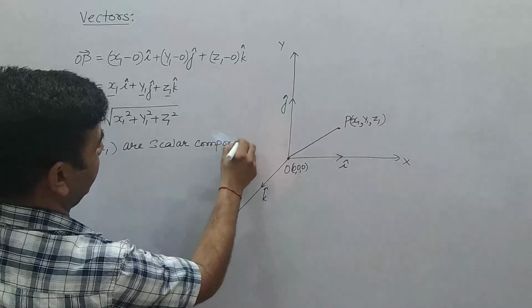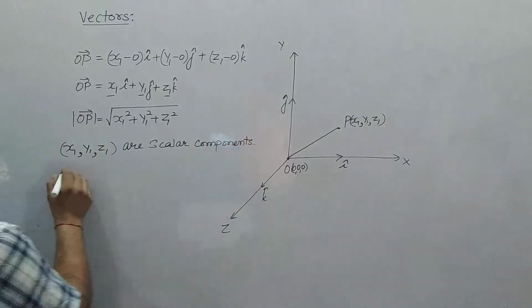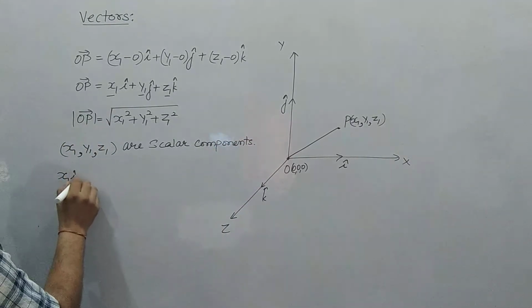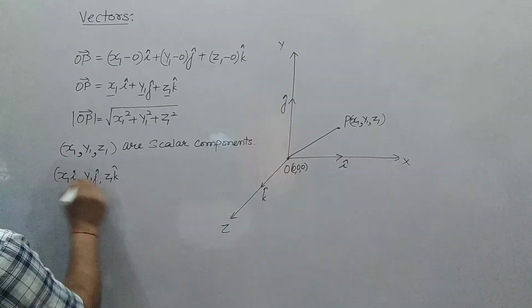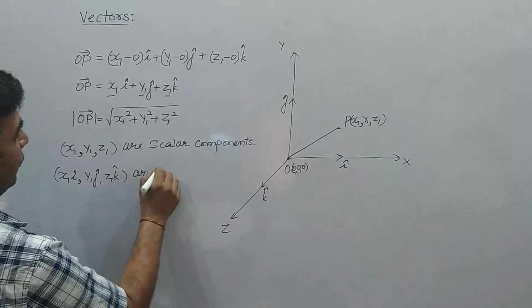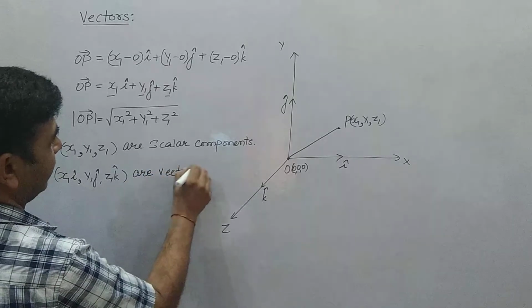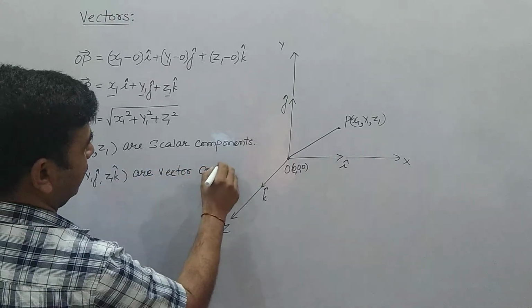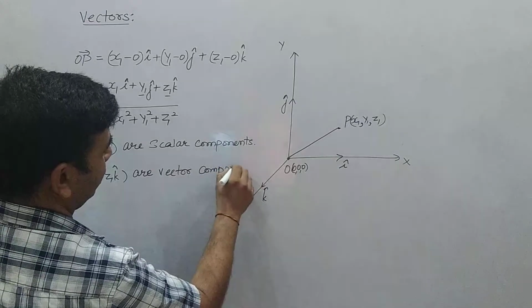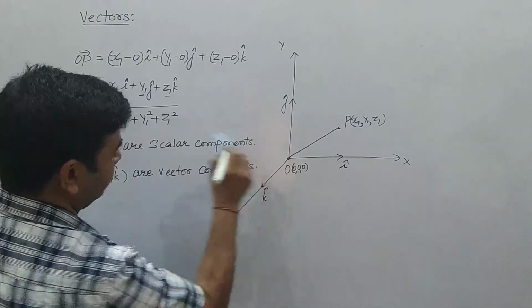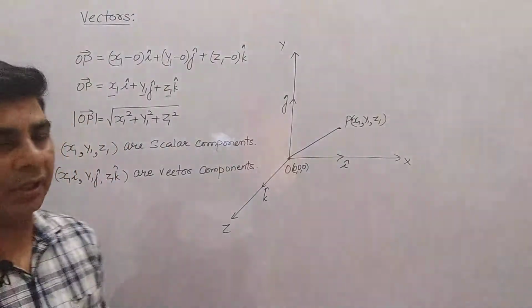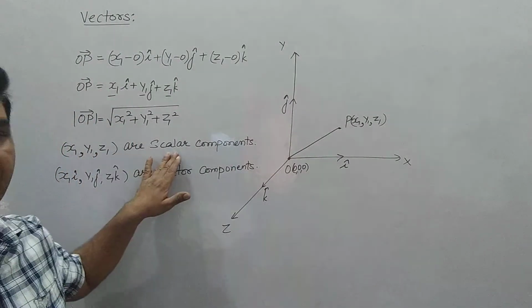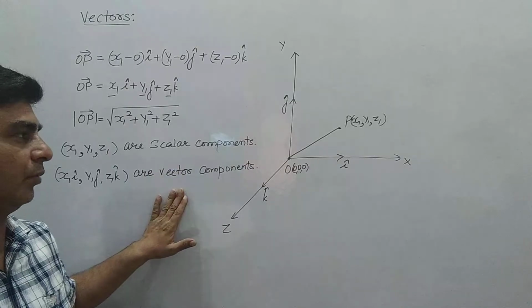These are known as scalar components, and with your direction x1 i cap, y1 j cap, z1 k cap, these are known as the vector components. So any vector which is forming through 2 points, which is passing through the 2 points, is having 2 components. Number 1 is scalar component, number 2 is vector components.